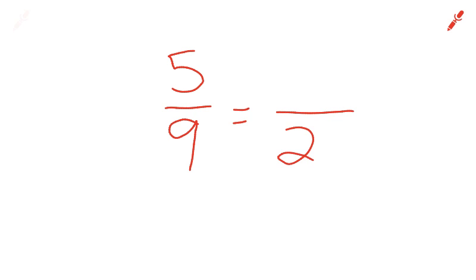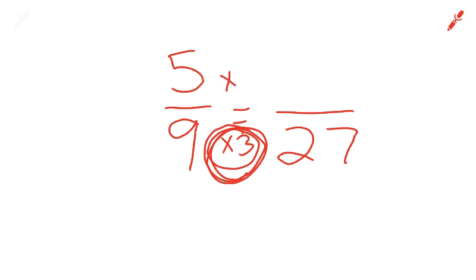B, we have 5 over 9 equals something over 27. 9 times 3 gives us 27. So if we do a times 3 down here, we need to do times 3 up here. 5 times 3 is 15. And our answer is 15 over 27.